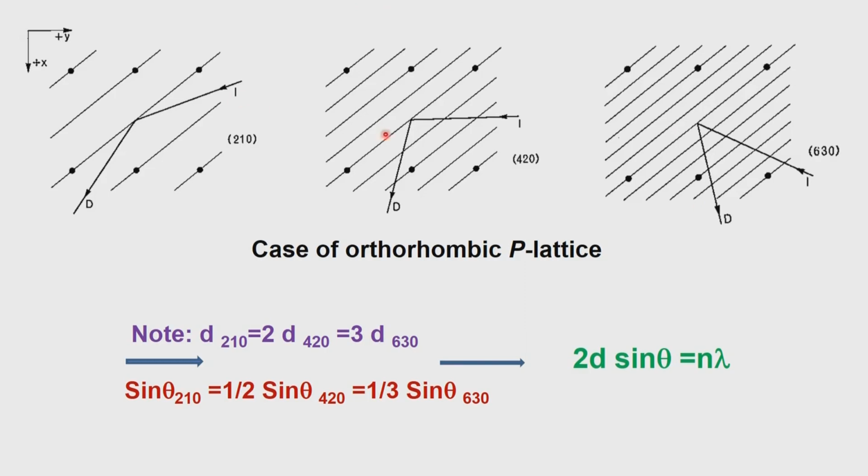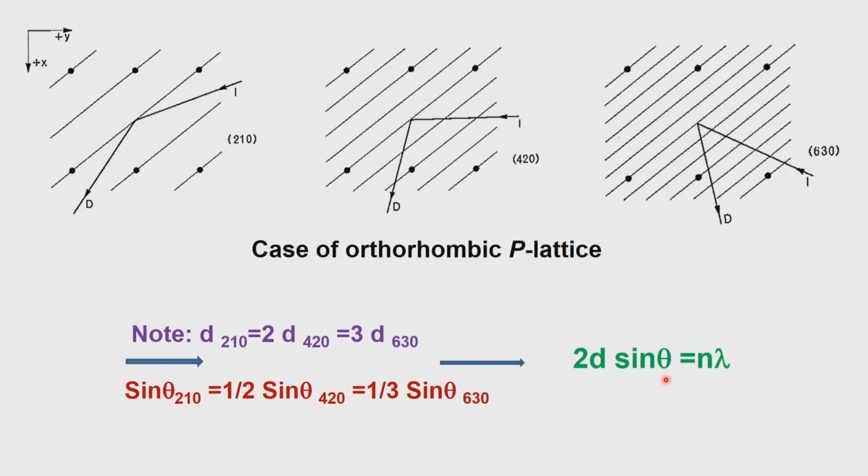The second one is an understanding of how 2d sin theta equals n lambda comes up. n is the order of the reflection. These two diagrams will help you in principle to identify how they come about and what the angles, the interaxial angles between them, are, and that will tell us the relationships, and therefore we get the different values of n going from 1, 2, 3 and so on.